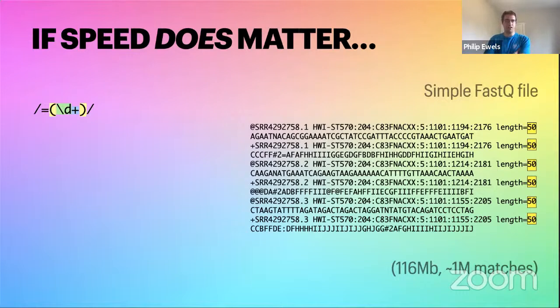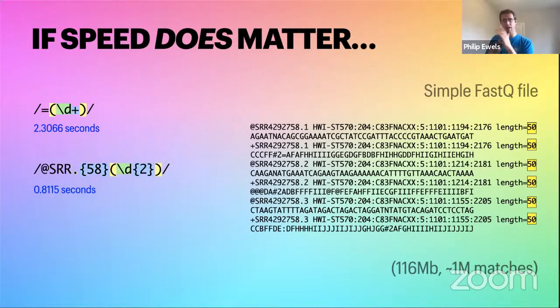So the simplest regex I can think of is just equals and then some digits. And sure enough, that works fine. That gives me my matches. When I ran this, it took just over 2 seconds to run, which is not too bad at all. Gave me about 1 million matches, so not bad.